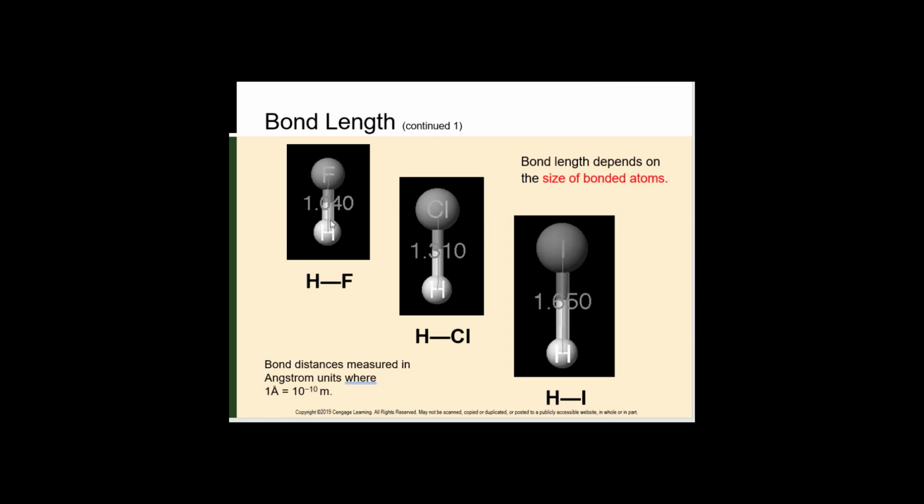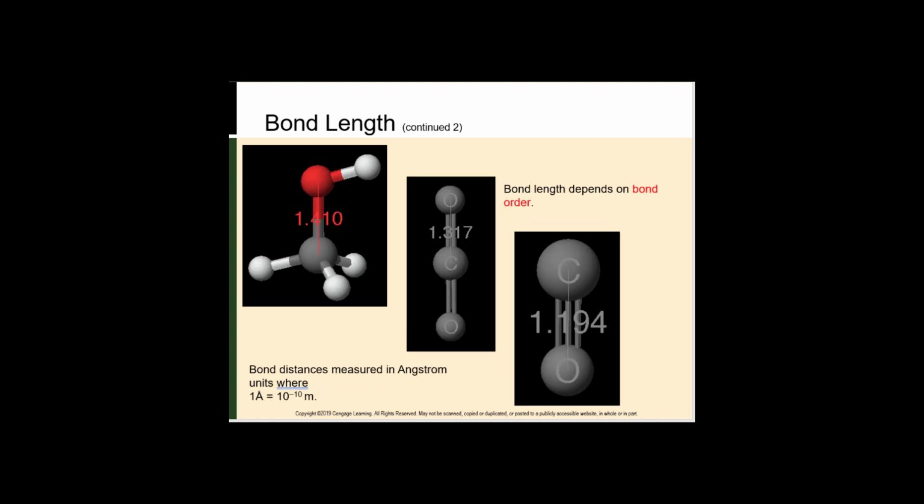Here are just some pictures looking at HF, HCl, and HI. So again, we know that as we go from fluorine to chlorine to iodine, those atoms are getting larger, and we can see that the bond length is increasing with the size of those atoms. This also helps us to see visually if we look at the bond order.